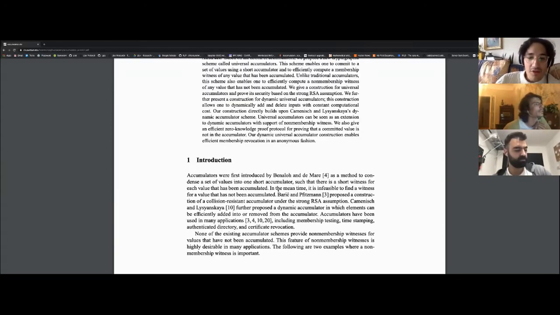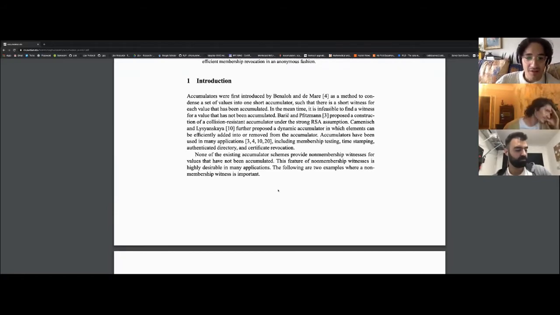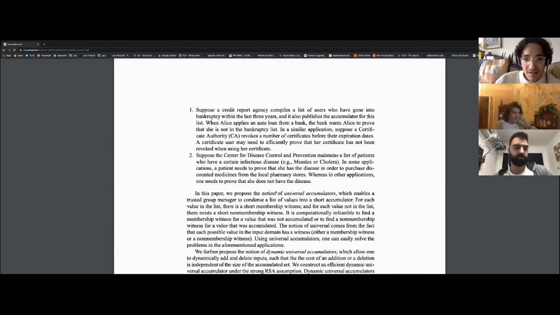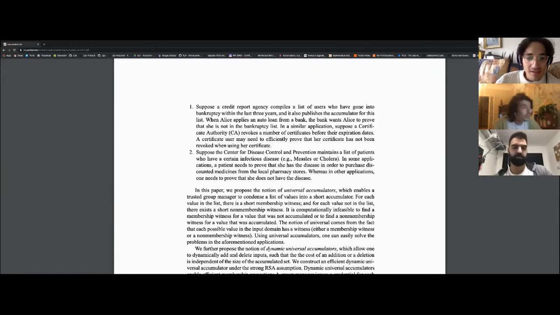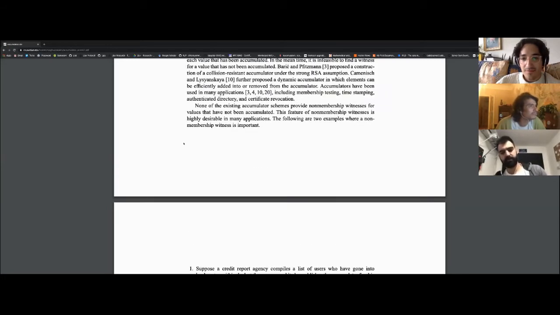Okay, but maybe we should look at the example, right? Even if it's dumb, it'd be nice to see why it's dumb. I thought it was an interesting use case. Here, suppose a credit report. But these examples, they're cooked up. These are examples just for these universal accumulators that I think are not even, intuitively, obvious. But okay, sure, we can go through the example.